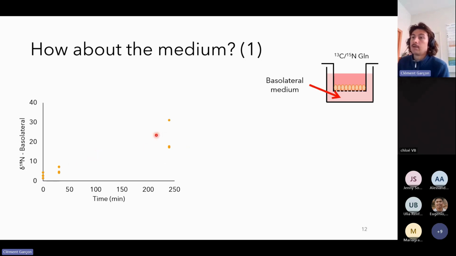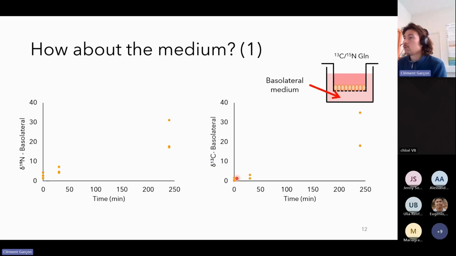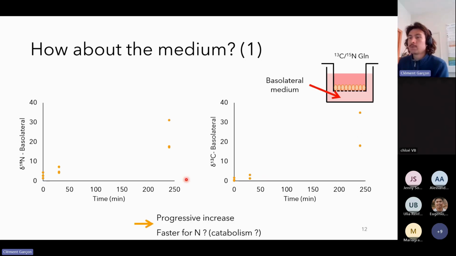So it's absorbed, and already very quickly, because we have points above 0 after, I think, 1 minute or 30 seconds. So that goes very quickly. Then we don't know if it's actively transported or passive diffusion, something we need to investigate a bit more. And we see a similar trend for carbon, although it's a bit slower in terms of increase over time. So we have a progressive increase, a bit faster for nitrogen.